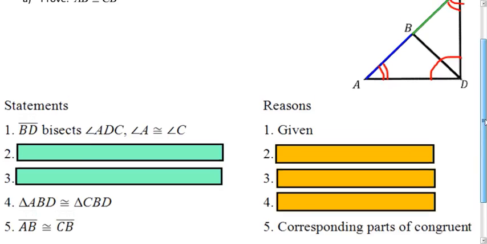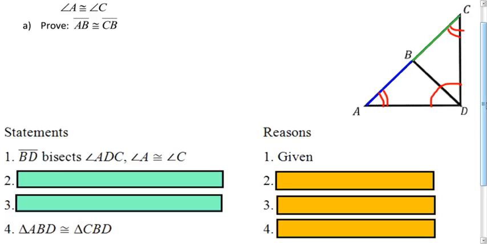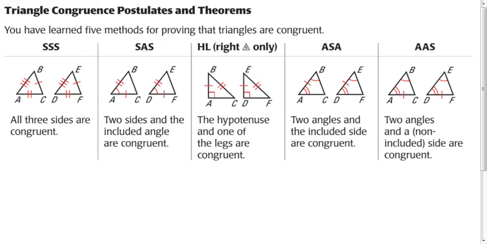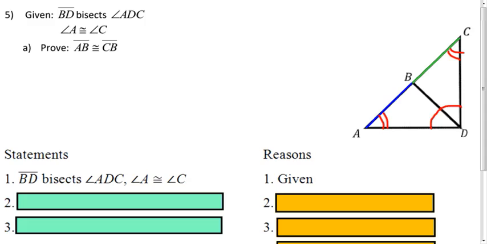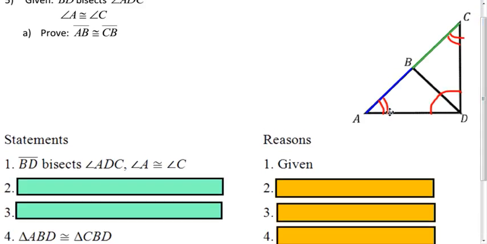Now, how can we do that? Which congruence criteria helps us? Well, we already have two angles, so we should look at our criteria and look at the ones that have two angles in them. And that gives us angle side angle and angle angle side. So we've got to decide between the two of them based on our diagram. The included side, the side in between the angles, we can't say anything about in these two triangles immediately because they're not in common. But what we do have in common is side BD, right? We can use reflexive property there. So we should be looking at angle, angle, side. So that's going to be our justification.